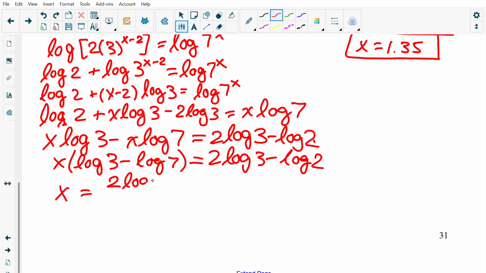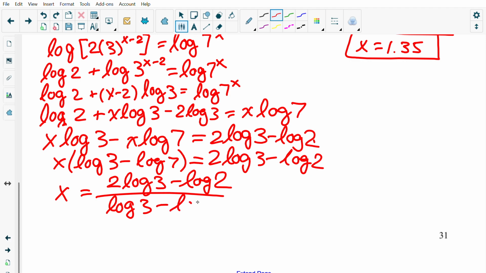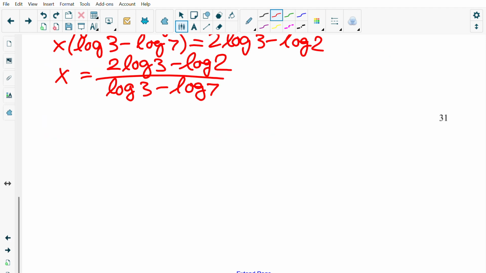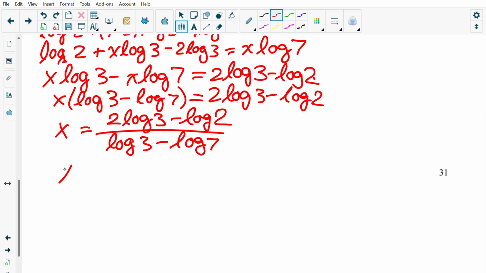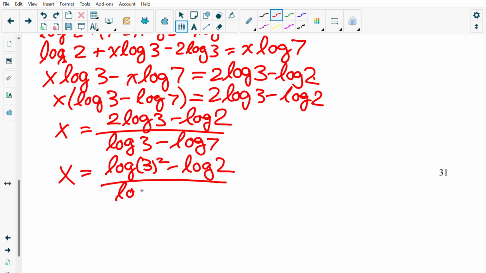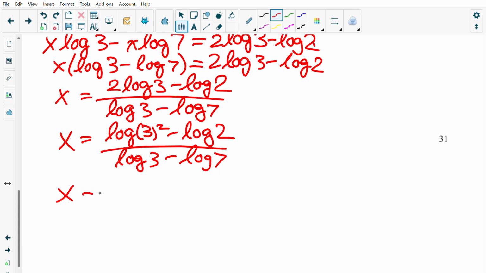Okay, divide both sides by log of 3 minus log of 7. That is 2 log of 3 minus log of 2 divided by log of 3 minus log of 7. Let's combine things using some more log laws. So that's log of 3 squared minus log of 2 divided by log of 3 minus log of 7. Okay, I'm going to use my quotient law.